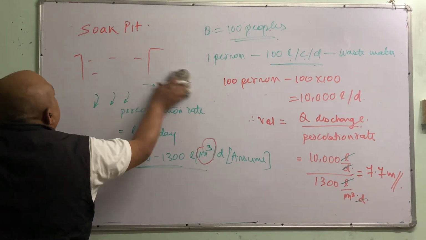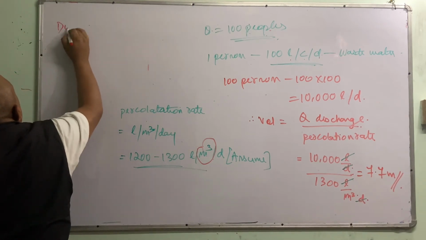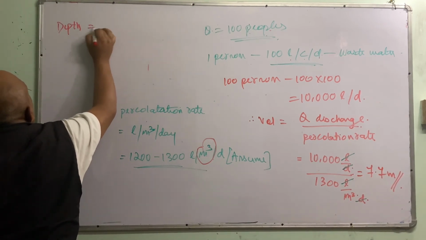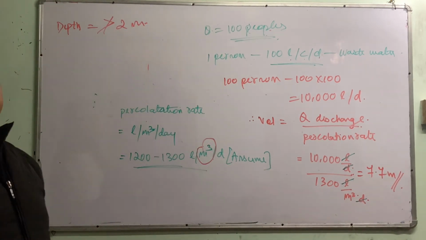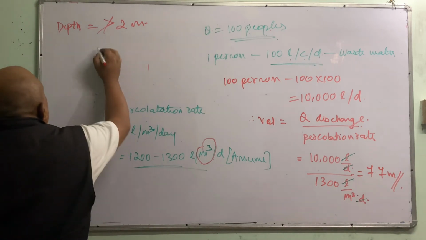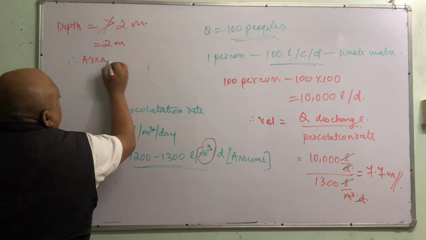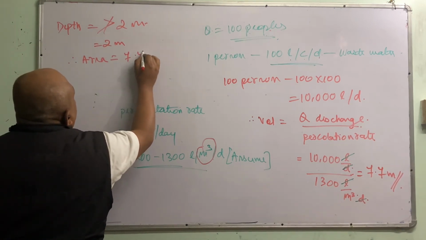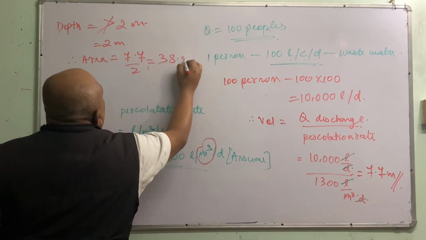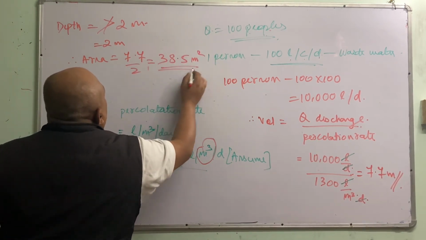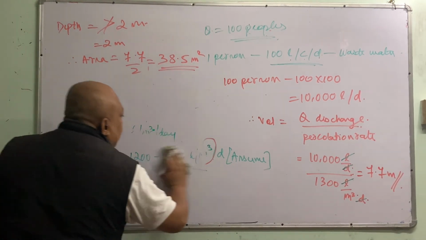The next part is you can assume the depth. For a soak pit, it should not be more than 2 meters, because a soak pit is an open area, and if someone falls down, it's very dangerous. So you make it around 2 meters. Therefore, area is equal to 7.7 divided by 2, which is 3.85, so the area is 3.85 meter square.